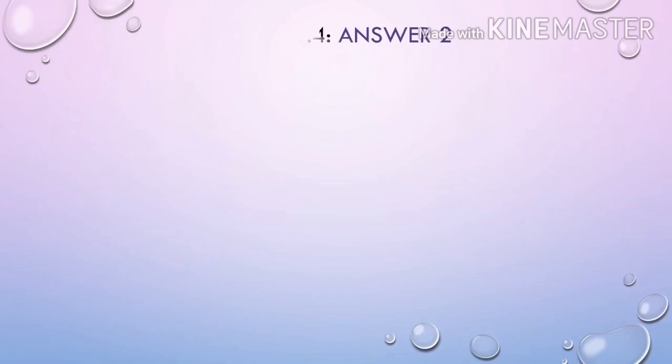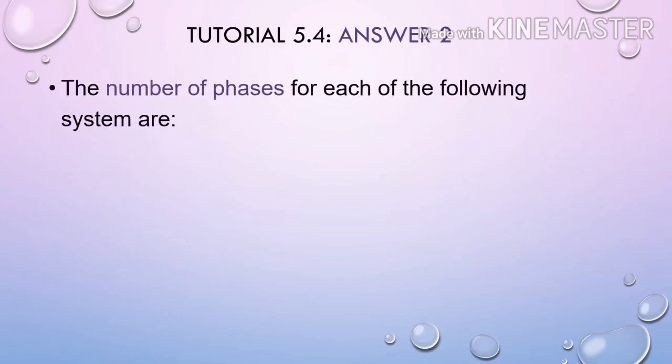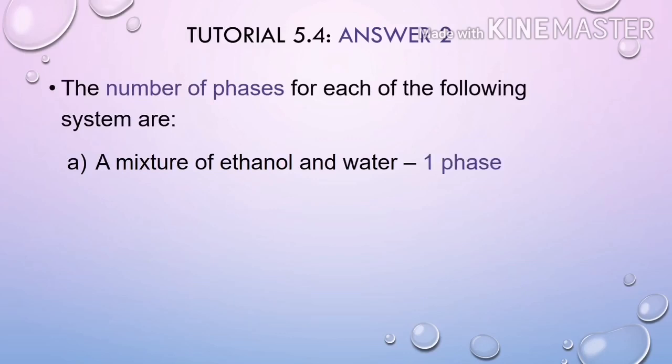The number of phases for each of the following systems are: a mixture of ethanol and water has one phase because ethanol and water have the same intermolecular forces, which is hydrogen bonding. Therefore, ethanol and water can dissolve in each other to form a homogeneous mixture. We cannot see the boundary between the two liquids.